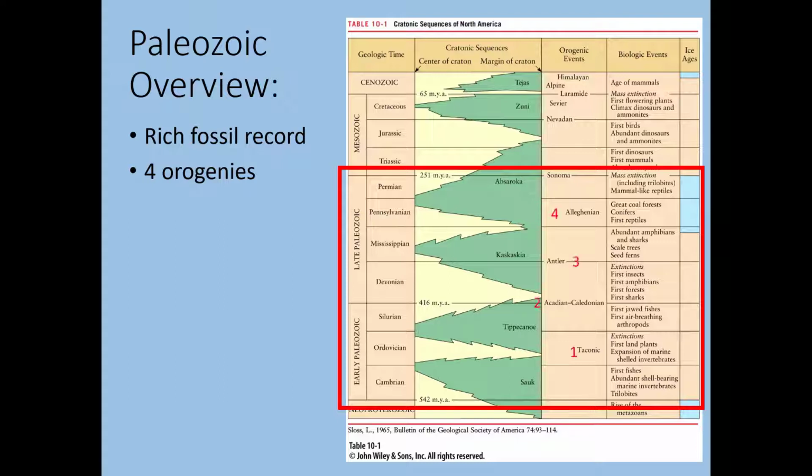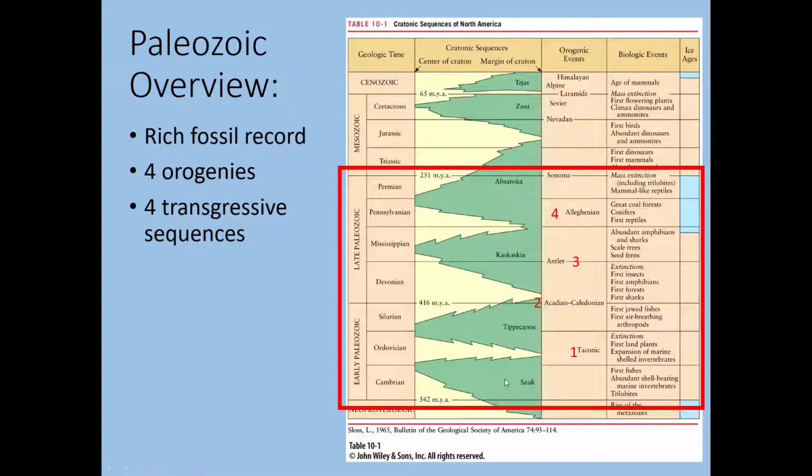This geologic timescale shows you that in this column here there were 4 major orogenic events that occurred in the Paleozoic, and we'll be talking about those: the Taconic orogeny, the Acadian Caledonian orogeny, the Antler orogeny on the west coast, and the Alleghenian orogeny. These other 3 orogenies, 1, 2, and 4, have to do with the formation of the Appalachian Mountains, and the Antler is the beginning onset of the Rocky Mountains in the western U.S.